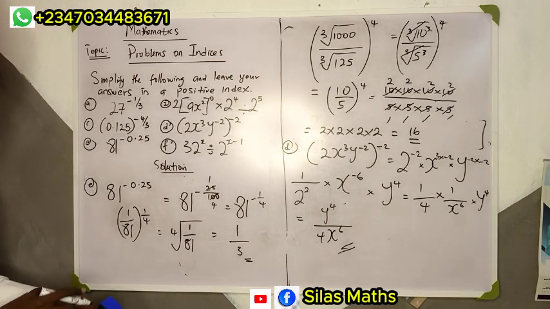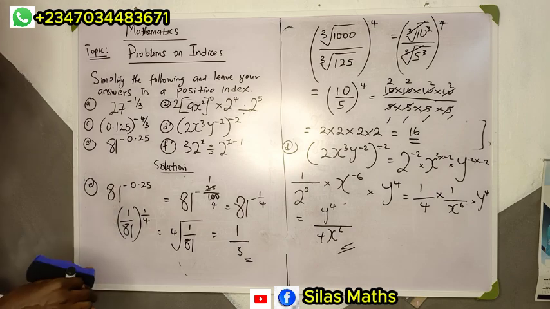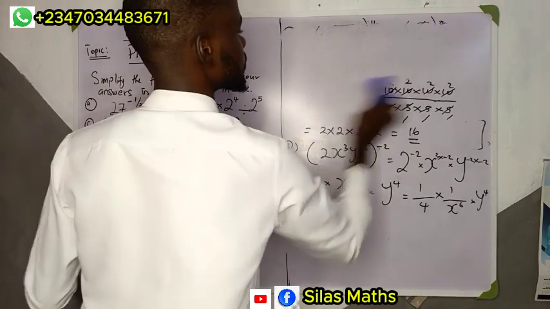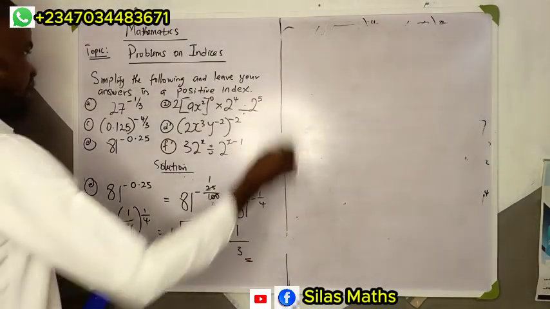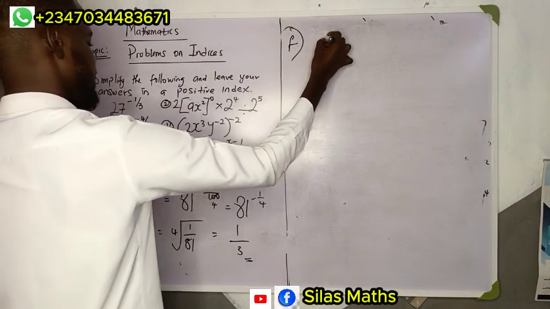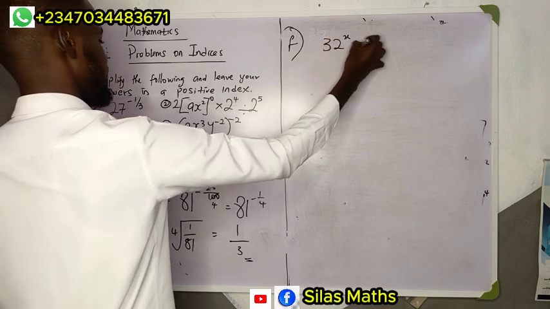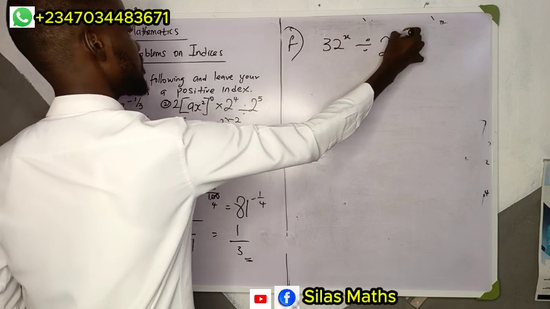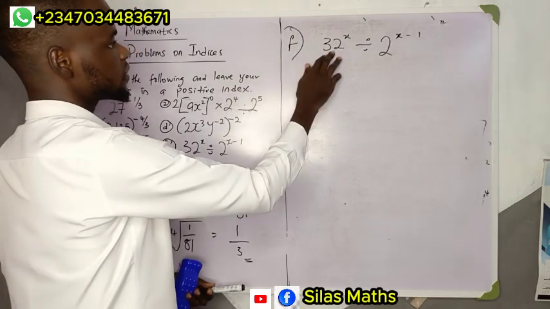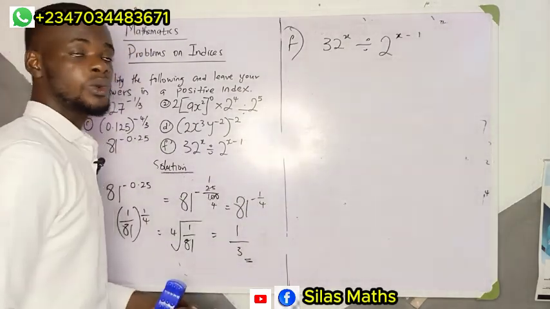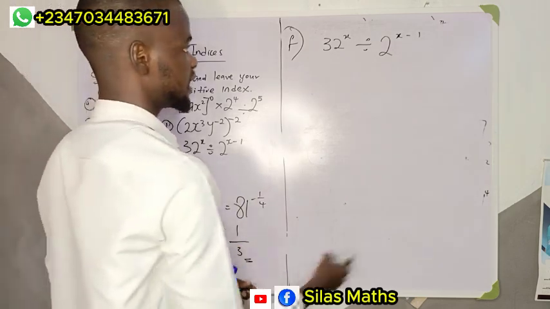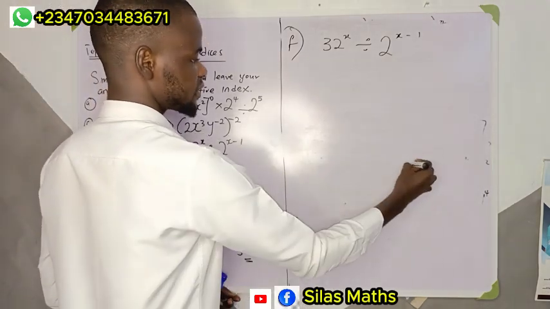And let's jump into the last one. The last one here, that's question F, which reads, simplify 32 to the power of x divided by 2 to the power of x minus 1. So what would that be? Now what we're going to do, we are going to prime factorize 32. How many times will 2 multiply itself to give you 32? So let's check that. When you do that, try it out at your rough work column.